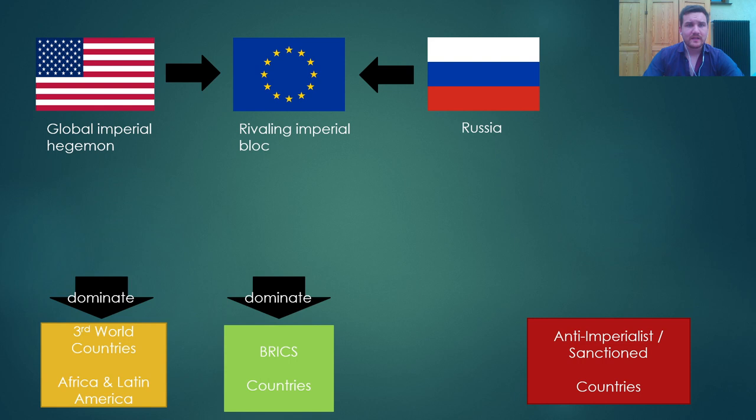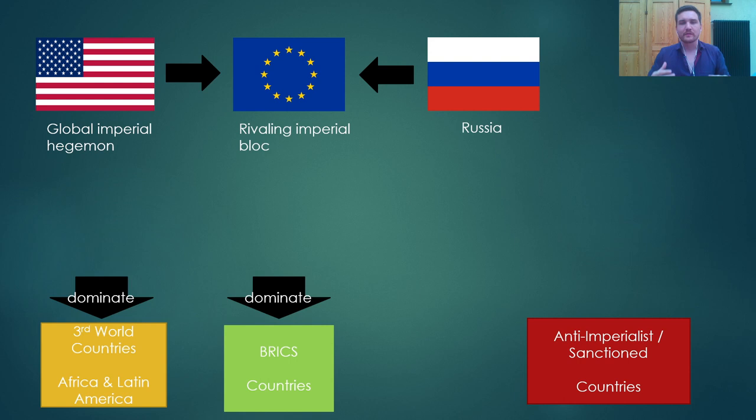So basically we have two rivaling imperial blocs. We have the established imperial hegemon, which is the United States, and it's basically controlling the rest of the world, right, through neoliberal, neo-colonial policies. And then you have a rivaling, emerging imperial bloc, which is the European Union.